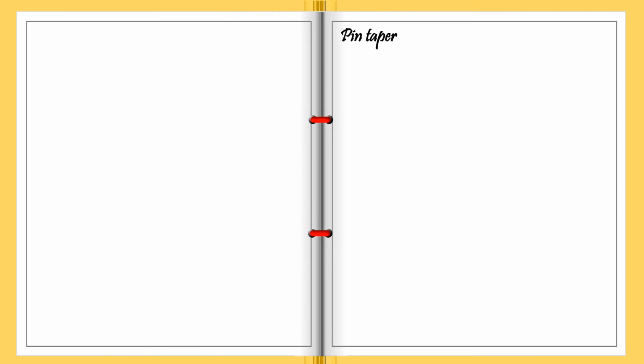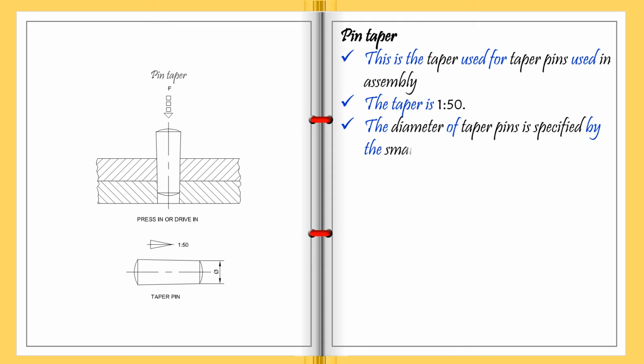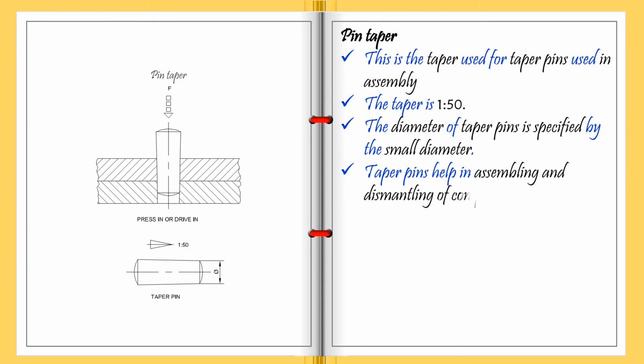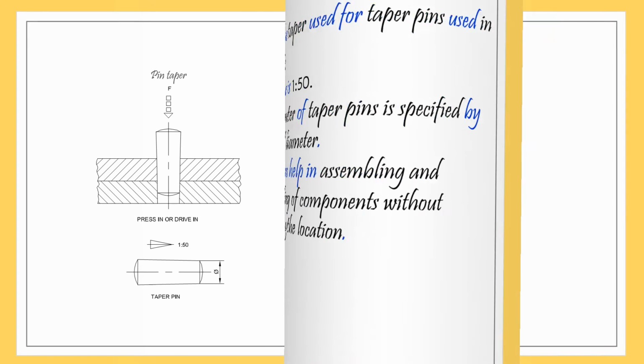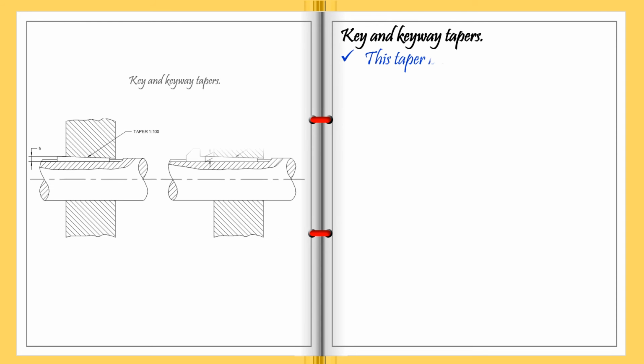Let's see about pin taper. This is the taper used for taper pins used in assembly. The taper is 1:50. The diameter of taper pins is specified by the small diameter. Taper pins help in assembling and dismantling of components without disturbing the location. Let's see about key and keyway tapers. This taper is 1:100. This taper is used on keys and keyways.